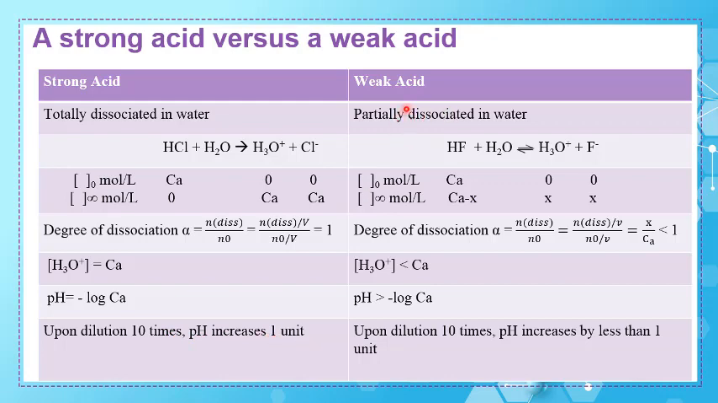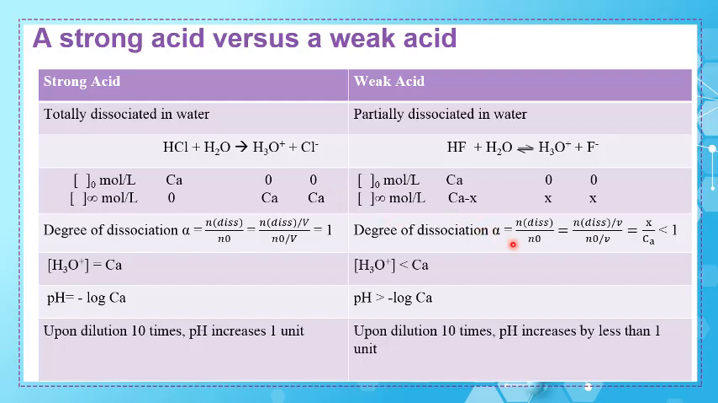Now what about a weak acid? It is partially dissociated in water. So as you can see here, it is a reversible reaction. Here we have to deal with this equation typically as an equilibrium. At equilibrium, you notice that the concentration of HF will decrease, and it becomes Ca minus X. X is the number of molecules that is dissociated, or here the concentration.